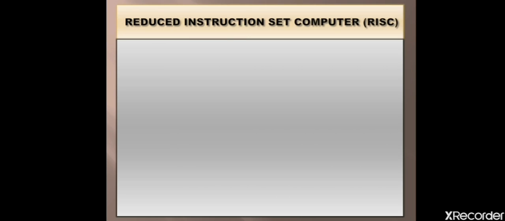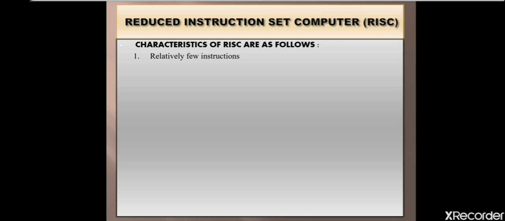Reduced Instruction Set Computer, which is RISC. To know what is RISC, we have to go through its characteristics. Before starting the characteristics, I'll tell you that RISC is the opposite of CISC. Relatively few instructions with respect to CISC. Relatively few addressing modes it has.